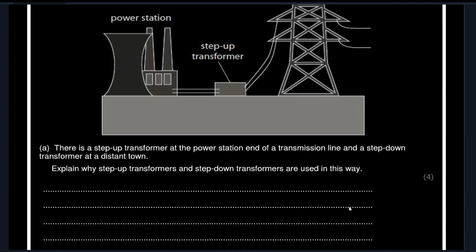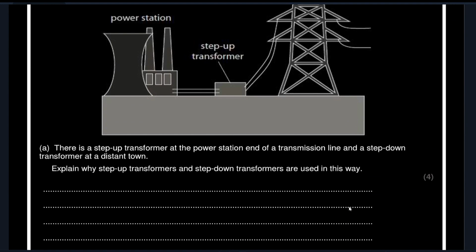Remember, at the power station, voltage is supposed to be stepped up so that it can be transmitted through the cables to distant places. But near the town, that voltage has to be stepped down. The voltage has to be reduced so that it can be safe for the consumers to make use of.